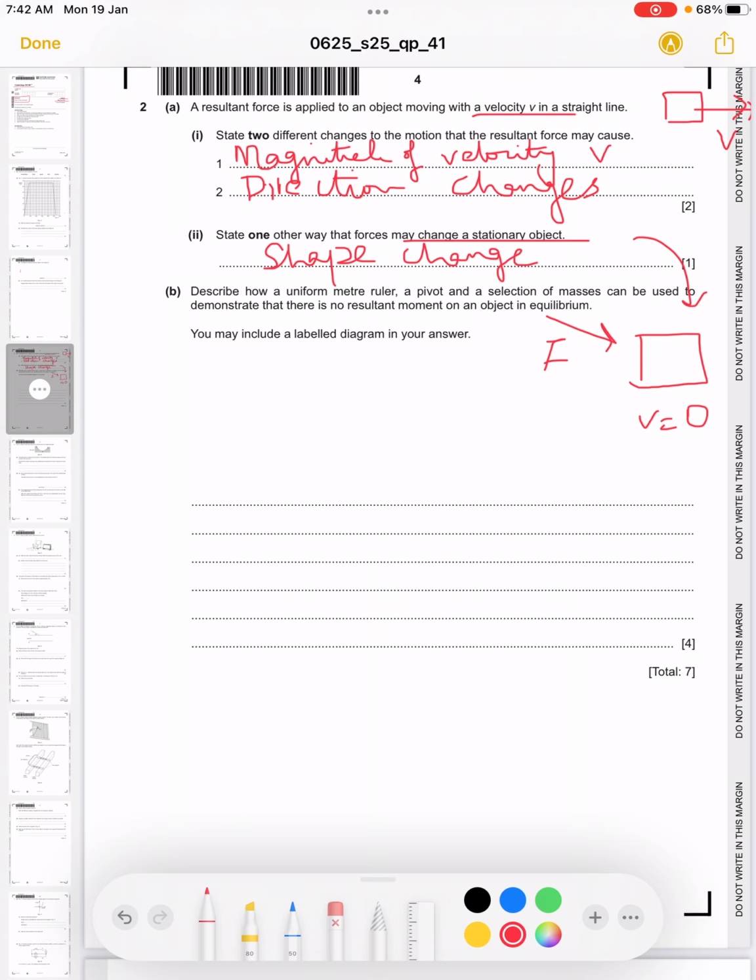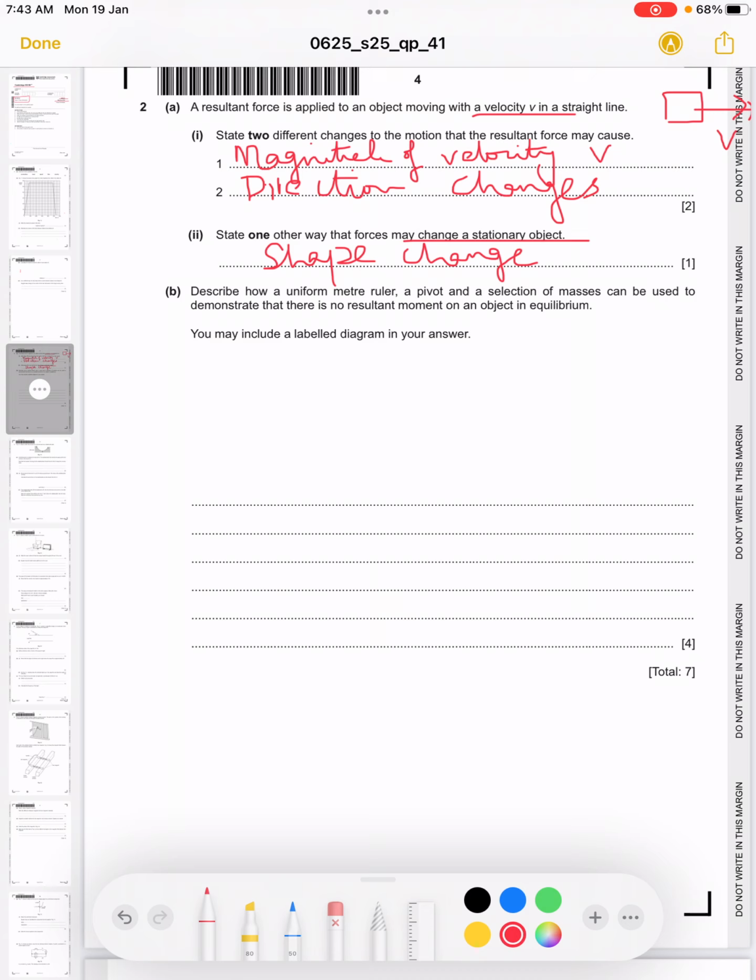Okay, now let's do question number 2, B part. Wait, I will remove this one. Okay, now read the question, B part. Describe how a uniform meter ruler, a pivot, and a selection of masses can be used to demonstrate that there is no resultant moment on an object in equilibrium. You may include a labelled diagram in your answer.